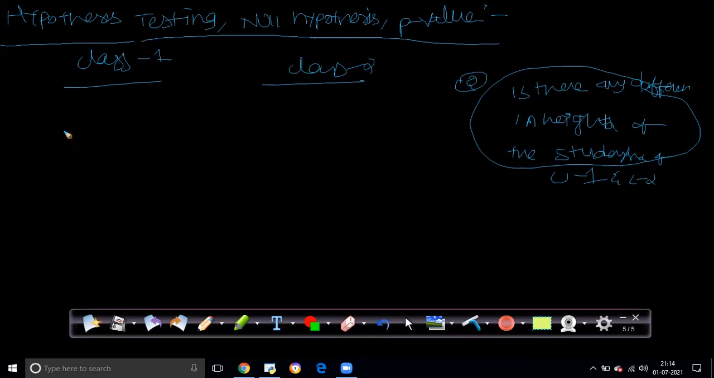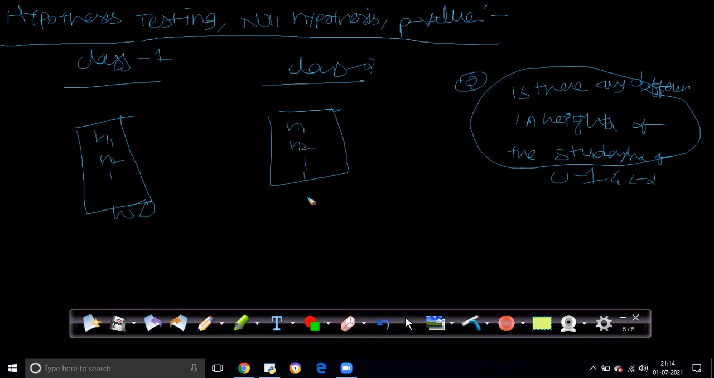Let's say I have taken 50 students from class 1 and collected all the heights of the 50 students, h1, h2 and so on up to h50. For class 2, in a similar way, I have followed the same thing, h1, h2 and so on up to h50. So now our task is to find whether there is any difference in heights of the students of class 1 and class 2. In hypothesis testing, we have to follow three important steps.